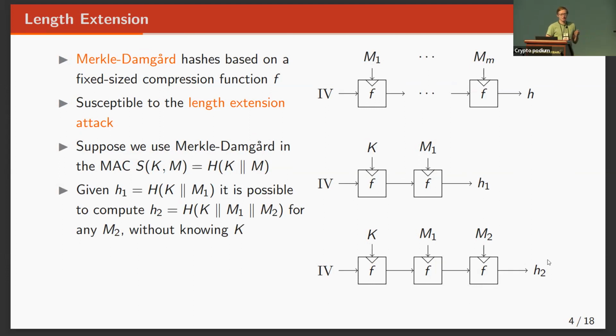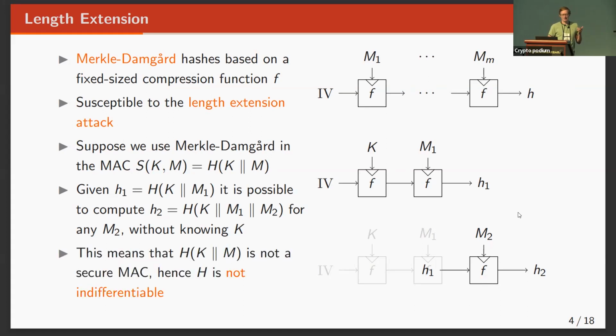And in this case, what we can see is that actually the first construction is repeated here, and that the intermediate chaining value will be equal to H1. So we can simply compute H2 by calling the compression function on H1 with the key M2. And because we do not need to know the secret key K, this is a problem. And this means that this is not a secure MAC function. And as a consequence, the hash function is not indifferentiable.